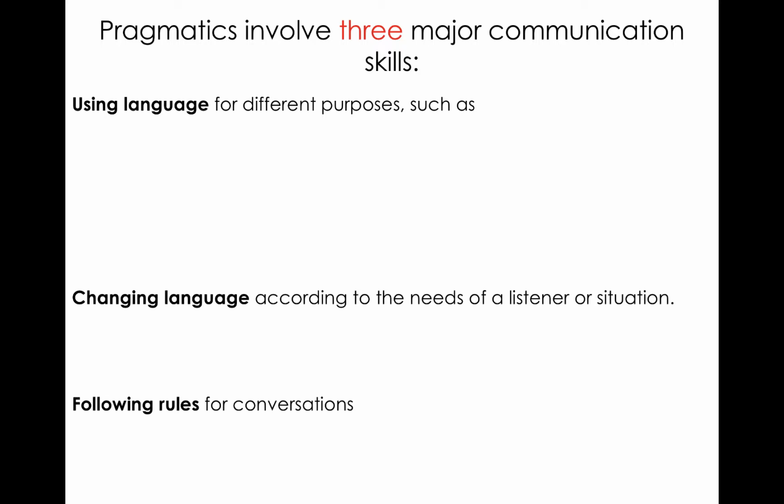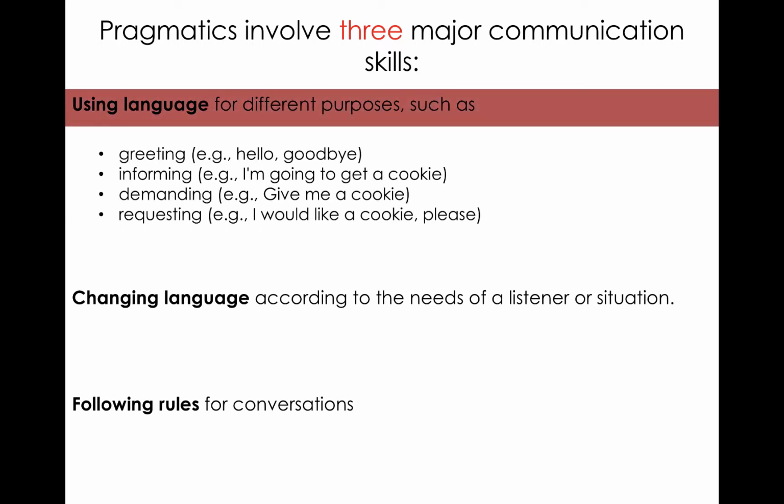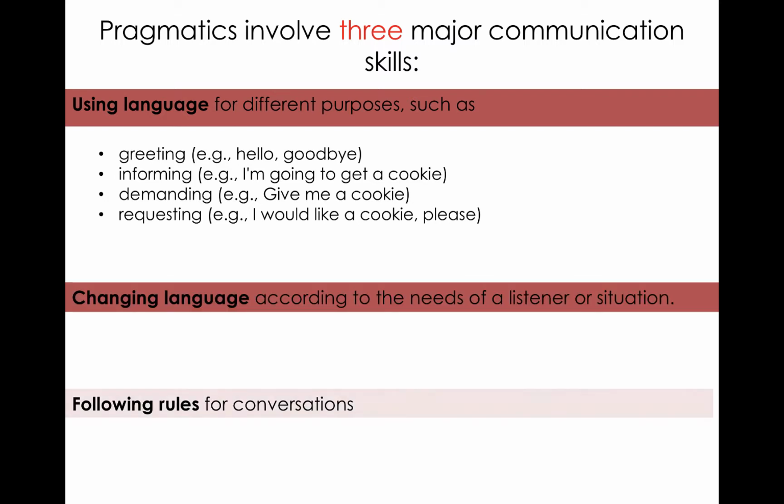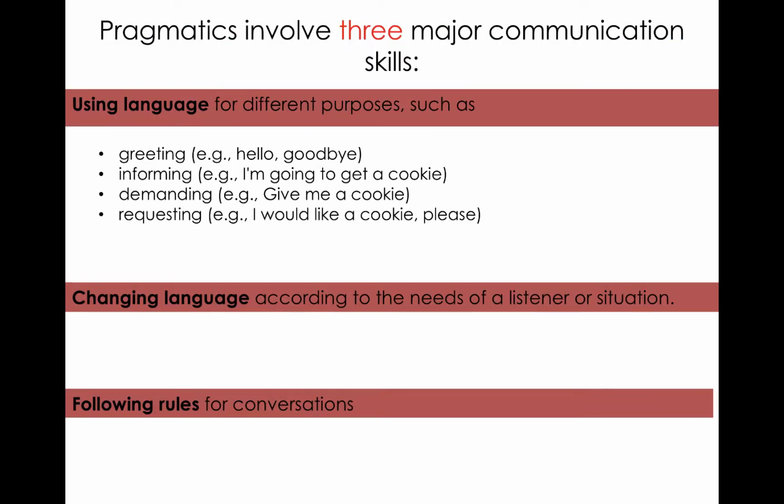Okay, pragmatic language typically involves three areas, and it involves using the language for different purposes, changing the language according to the needs of a listener or situation, and following rules for conversations. Those are the three areas of pragmatic language.